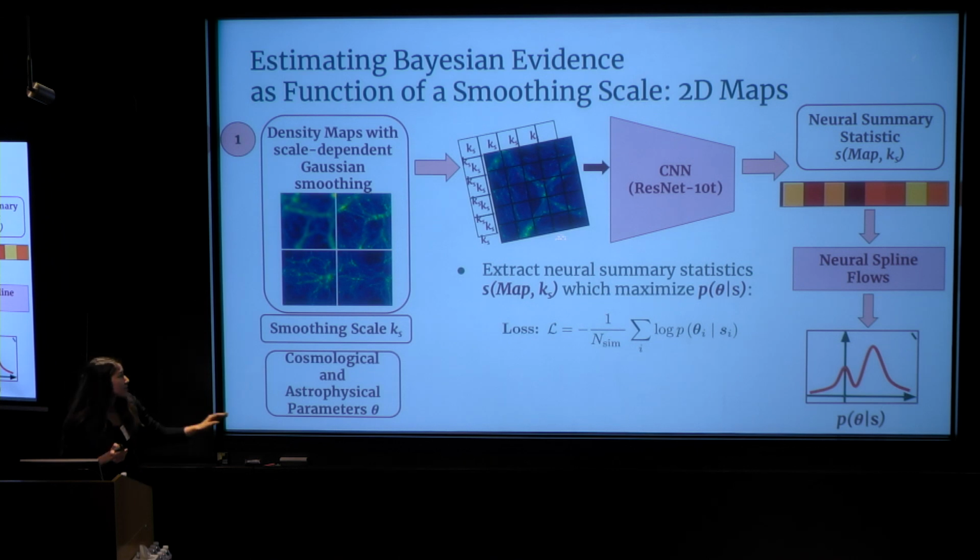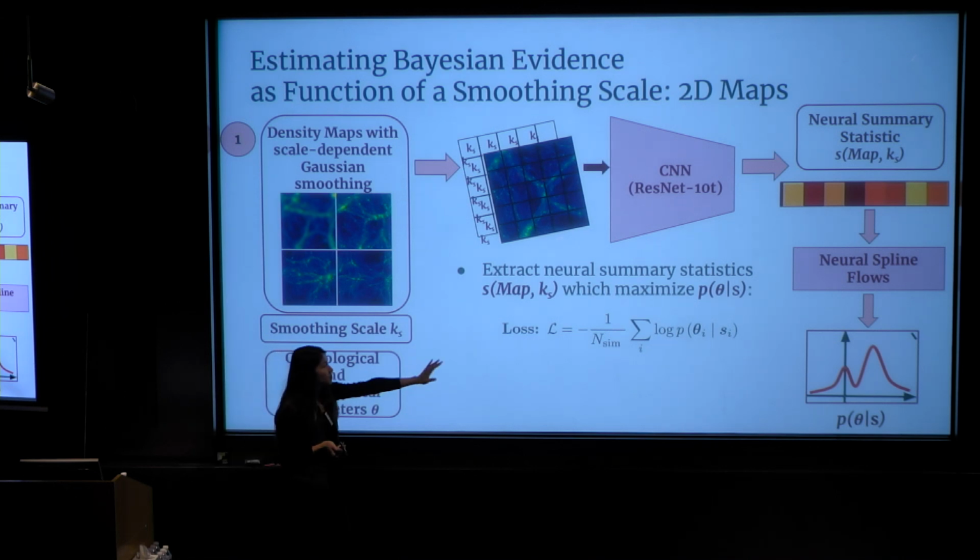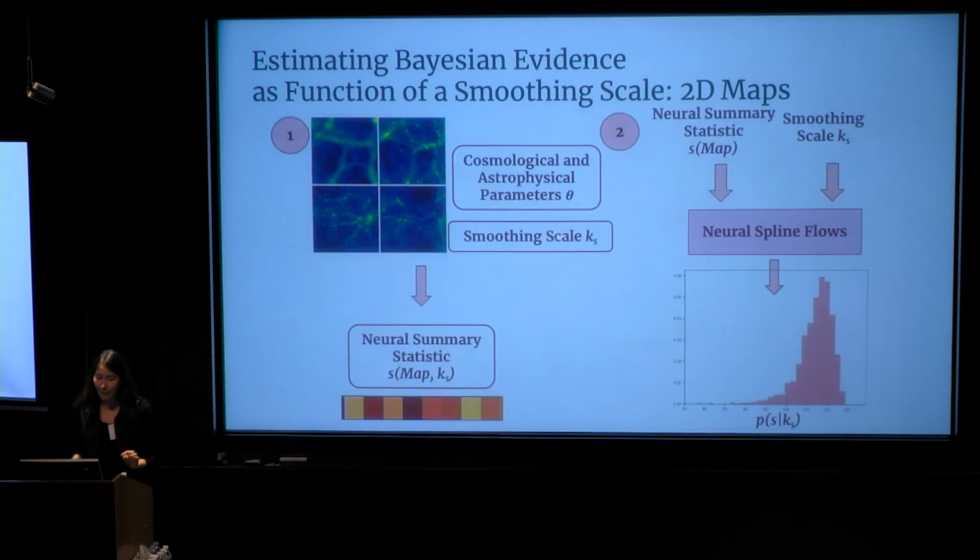And these neural summary statistics are extracted such that they maximize the probability of the true parameters that correspond to these maps, given a summary statistic. And then once we have the summary statistics, we're going to use normalizing flows that take in the neural summary statistics and the smoothing scales for which the statistic was computed, and then estimate the probability of the summary statistics conditioned on the smoothing scale.